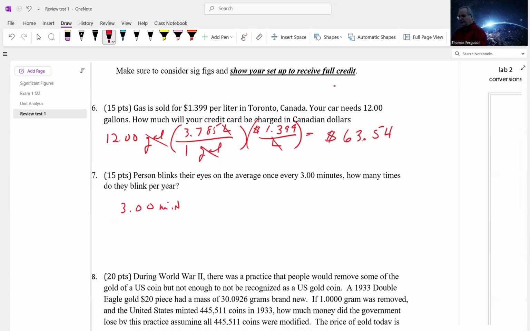Okay, so now we need to go to, if you blink once in 3 minutes, how many 3 minutes are in a year? Basically, where we're going with this. So we need to go minutes, hours, and so on.